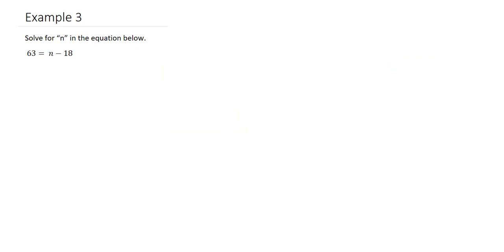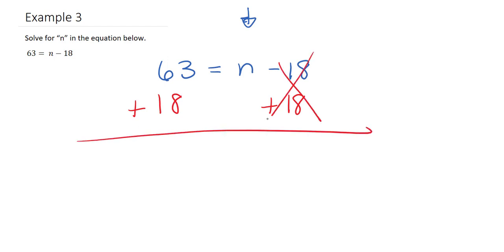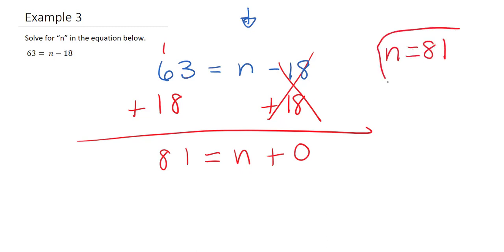Now example 3, we're going to solve for n in the equation below. So we have 63, which is equal to n minus 18. So we need to find the value for what n is to make this hold true. So in order to solve, I'm going to add 18 to both sides. This gets rid of it now on the right-hand side, so that's just 0. And that equals n, right? n plus 0, which is just n. And then we have 63 plus 18. 3 plus 8 is 11. This is 8. So n is equal to 81.